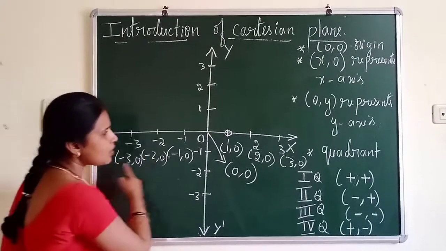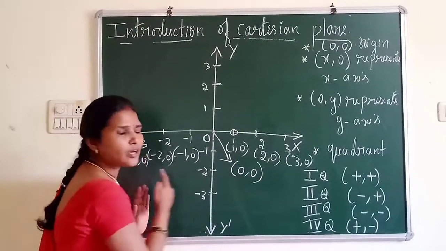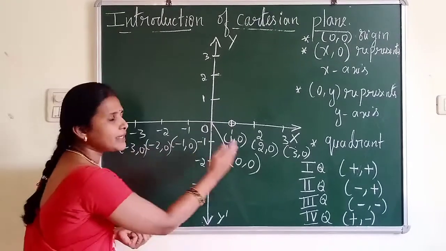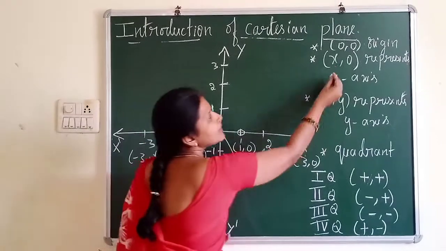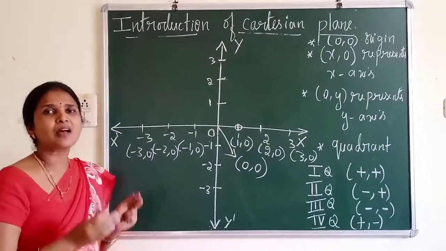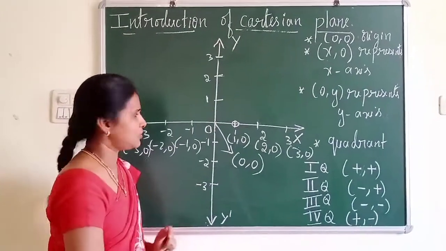If you observe the x-axis, what are you observing here? In all the ordered pairs, the y value is 0. So in other words, on the x-axis, the y value remains 0. That is, (x, 0) represents the x-axis. Always (x, 0) represents the x-axis, where x may be any integer.